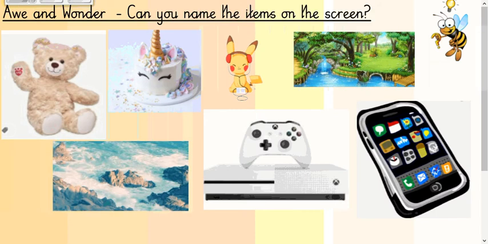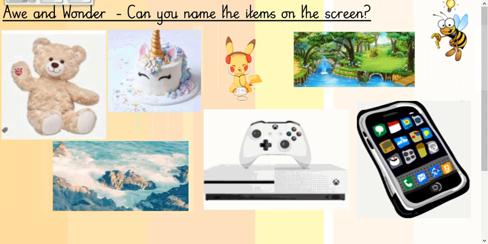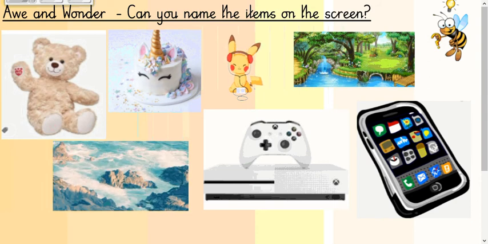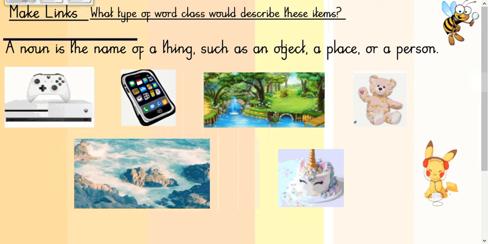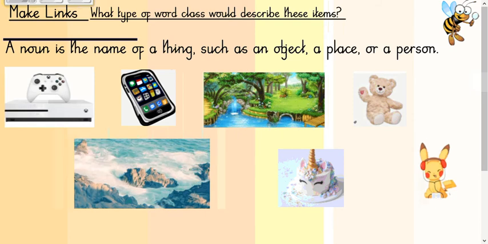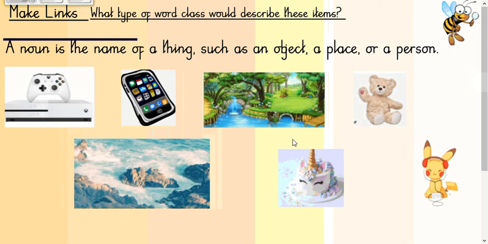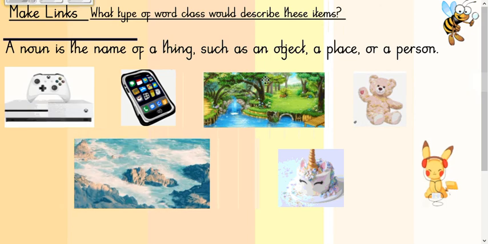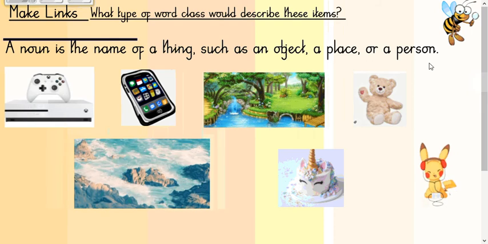Okay, on the board you can see some items. Are you able to name these items? I bet you did a great job at naming them. Okay, so what type of word class would describe these items? We have a tablet, a magical garden, and Pikachu. All of these items are things. They are either an object, a place, or a person.